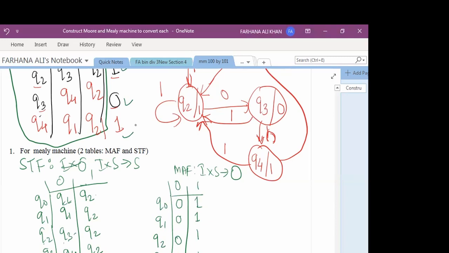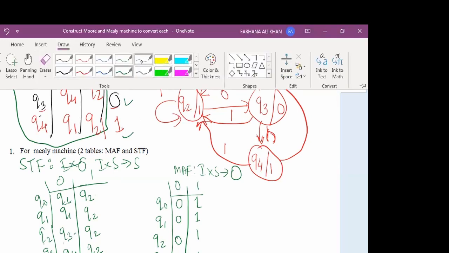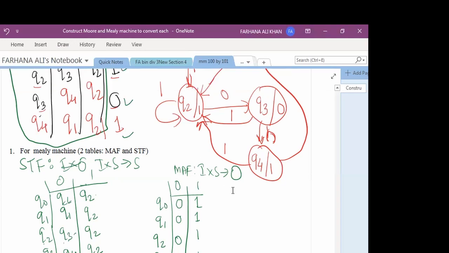Now what is the next step? The next step is we have to draw the state transition diagram. For that, we will start with the initial state, that is Q0. Here we have to write the input and output symbol on the transition. So Q0 on 0 is going to Q1. The output of Q1 is 0, so we have to write that here. Now Q0 on 1 is going to Q2. The output of Q2 is 1, so we have to write that here.